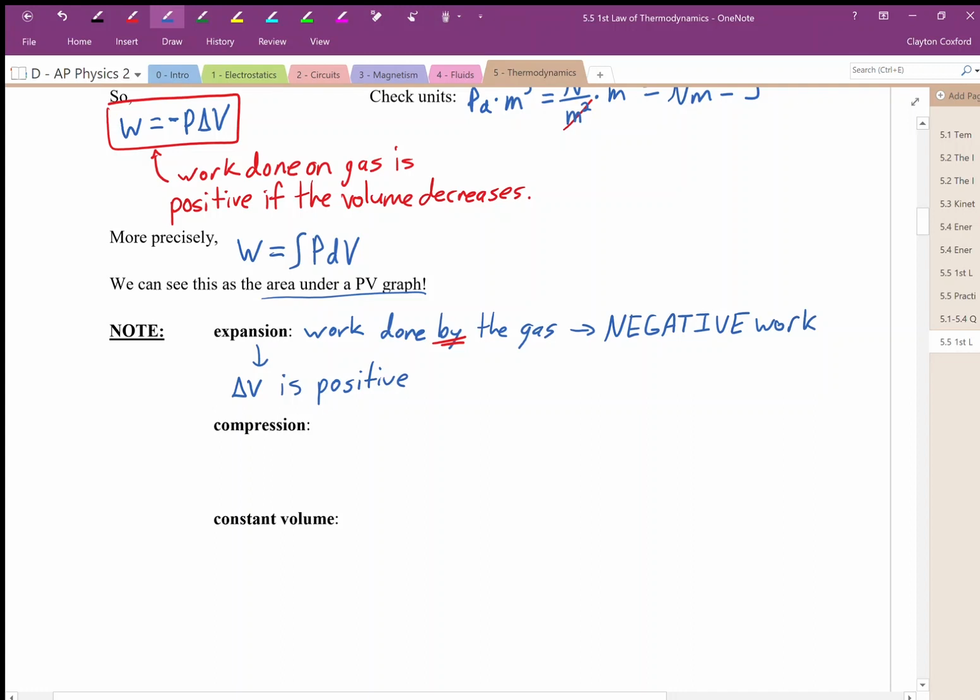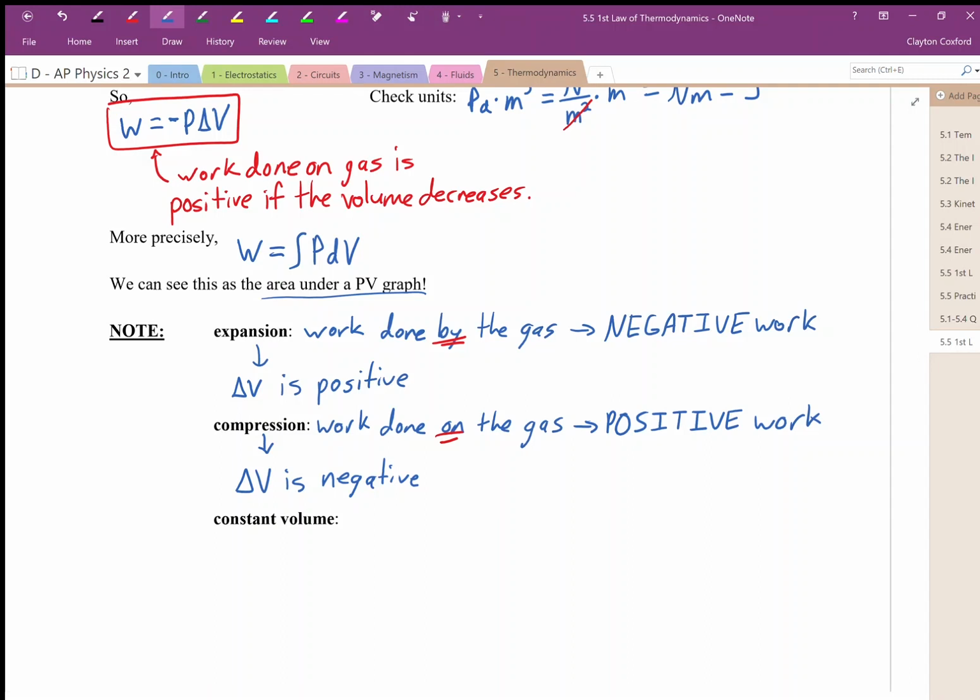For compression, compression is when we do work on the gas. Work is done on the gas, and this is positive work. Compression is when delta V, the change in volume, is negative. And if we were to have constant volume, it means there is no pushing of the gas in either direction, there's no displacement, that means that no work is done, because delta V is equal to 0. And our equation there at the top of the screen right now, work is equal to negative P delta V. If delta V is 0, there's no work done. That's another way to justify it.